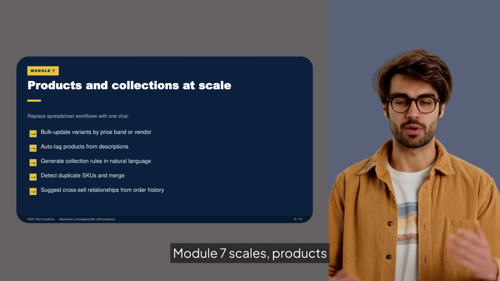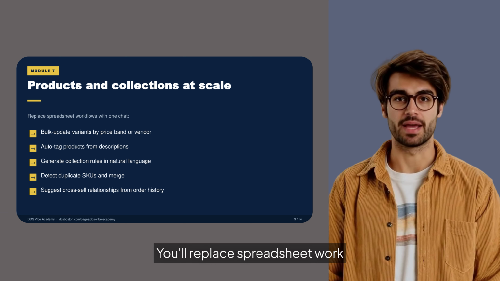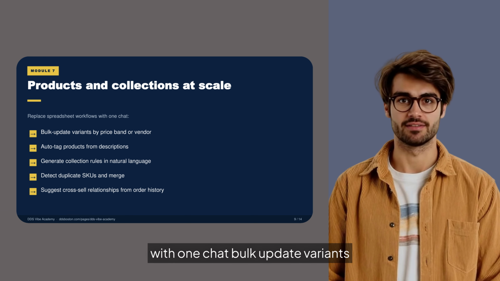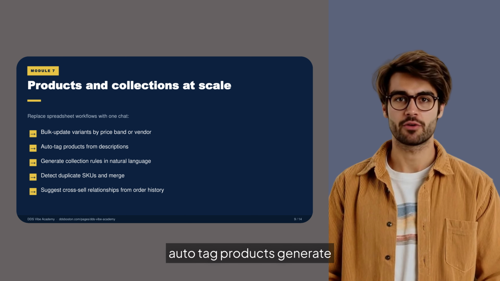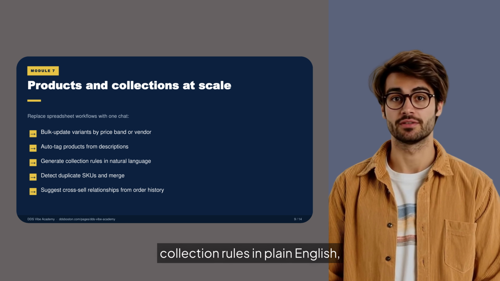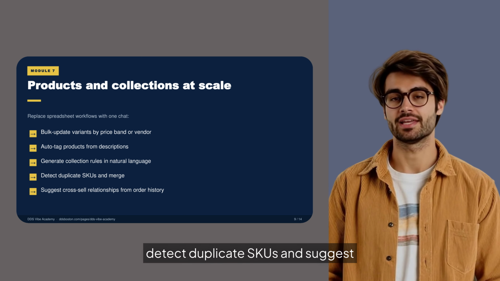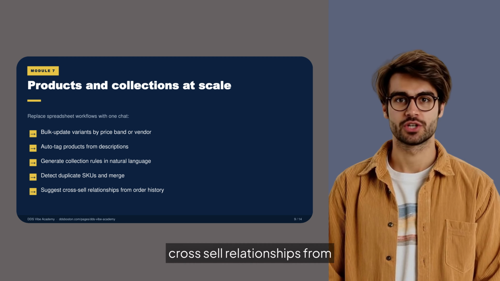Module 7 scales products and collections. You'll replace spreadsheet work with one chat. Bulk update variants, auto-tag products, generate collection rules in plain English, detect duplicate SKUs, and suggest cross-sell relationships from order history.